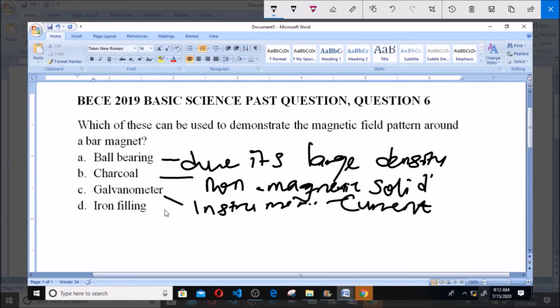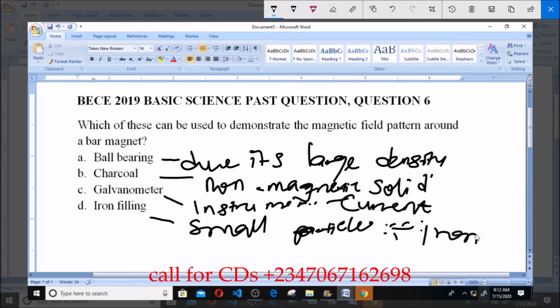Then iron filing are like small particles of iron, and due to their low density and their low weight and mass, you notice that they are easily affected by this magnetic field. When iron filing find themselves in a magnetic field, they are easily attracted, because they have low mass or low density. So from these options, we see that our answer is iron filing, which is D.